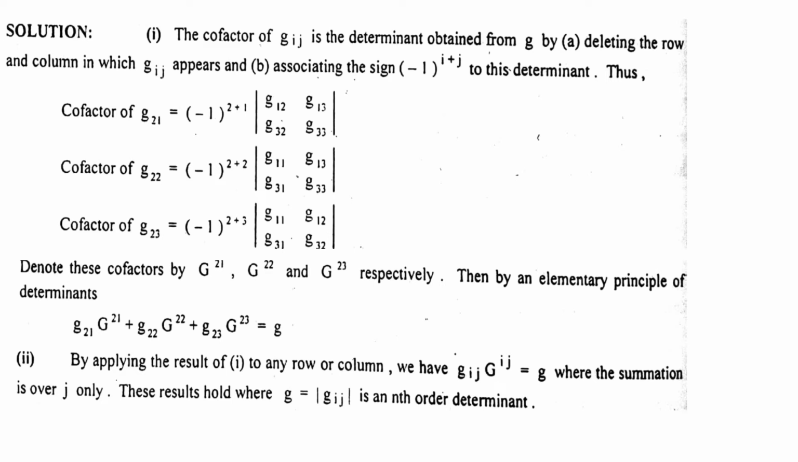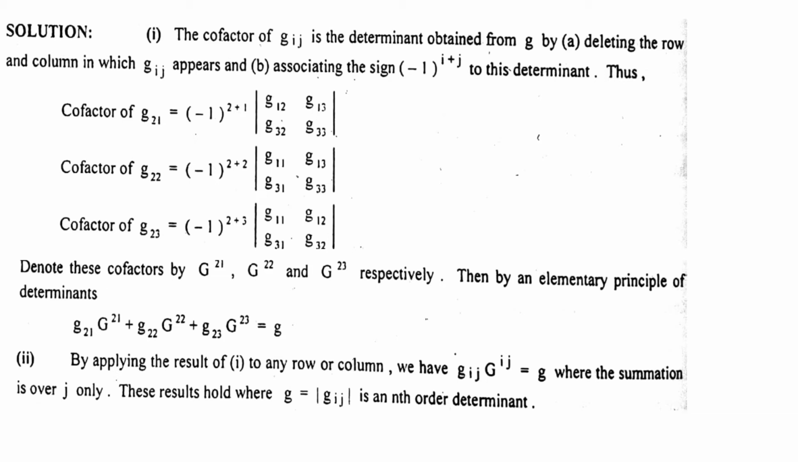Now, the second part of this question: by applying the result of the first, which determinant we have found, to any row or column, we have the sum of gij times Gij equal to g. As now I am talking about the determinant of a matrix, it can be obtained by taking the whole row multiplied by the cofactors of that row, or from any column multiplied by the cofactors of that column, where the summation is over j.